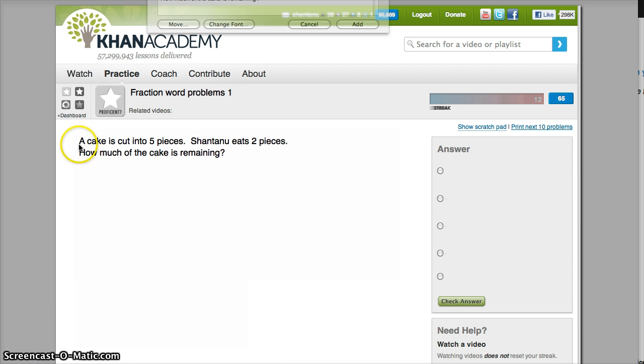One question could be something like: a cake is cut into 5 pieces. Shantanu eats 2 pieces. How much of the cake is remaining? It's important to say how much of the cake is remaining, not how many pieces are remaining. If it were just how many pieces, it's a simple subtraction problem. But it's actually how much of the cake is remaining.